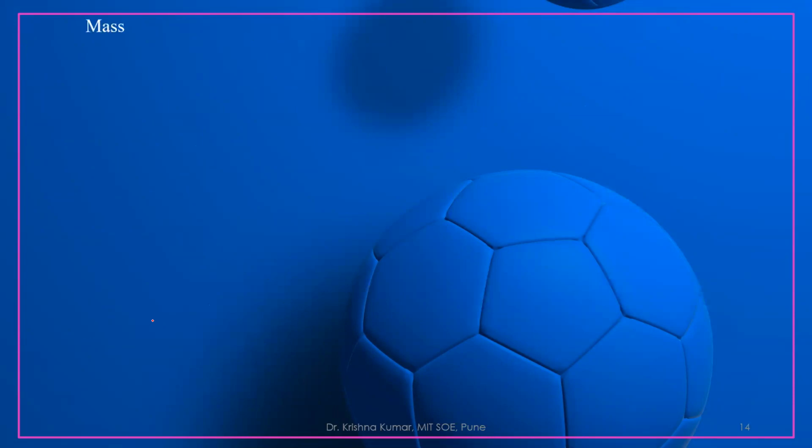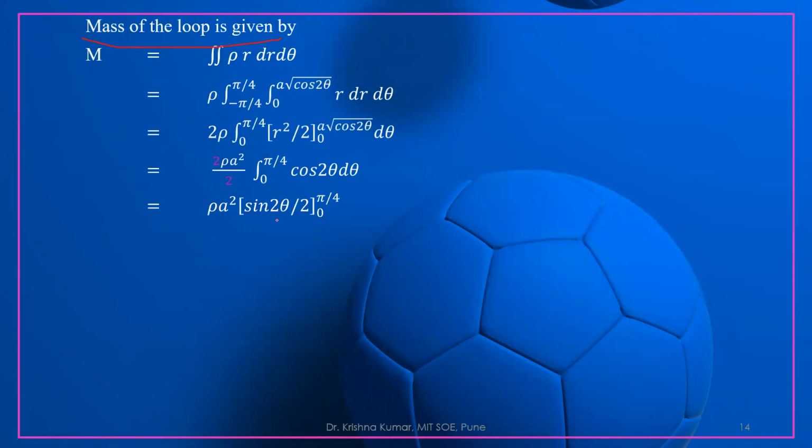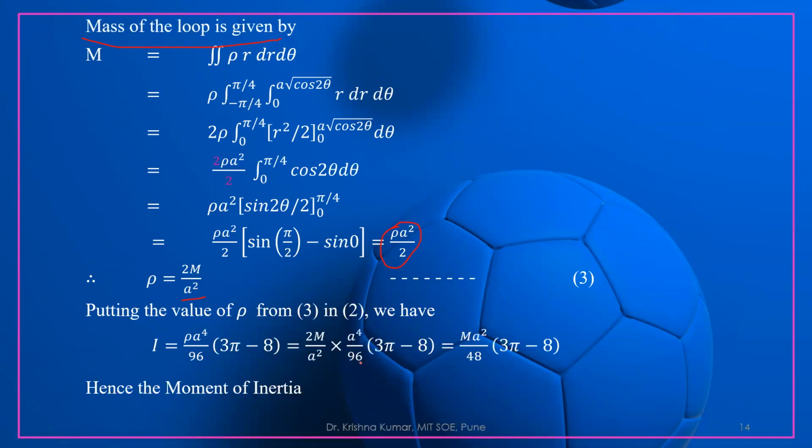So how to find out the value of rho? It can be calculated by the mass of the loop, which is given by m equal to this. In this manner, we calculate the value of m in terms of rho. And from this, what is the value of rho? It is 2m upon a square. Then we put the value of rho in the given equation. We are getting the moment of inertia of the lemniscate about the line theta equal to 0, which is m a square upon 48 times 3 pi minus 8.